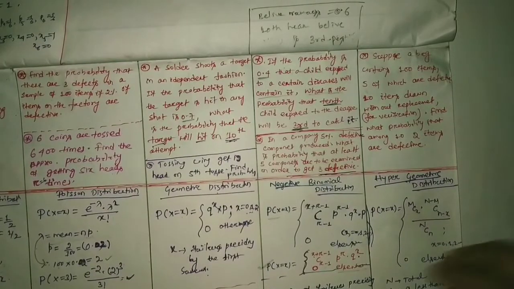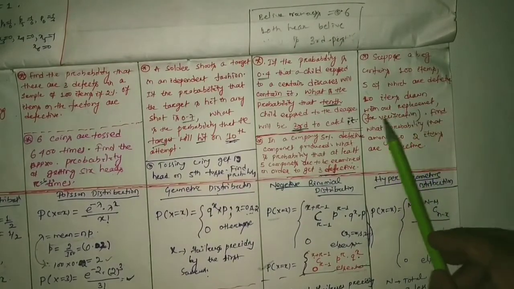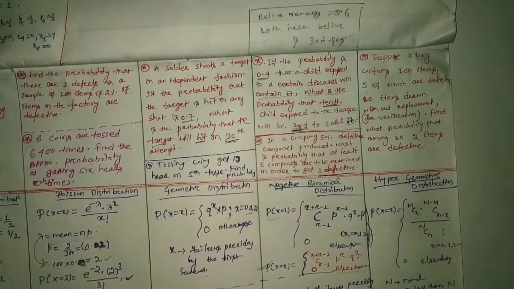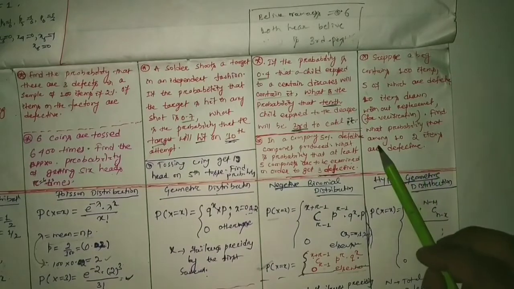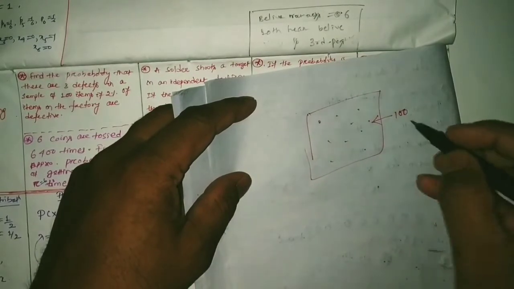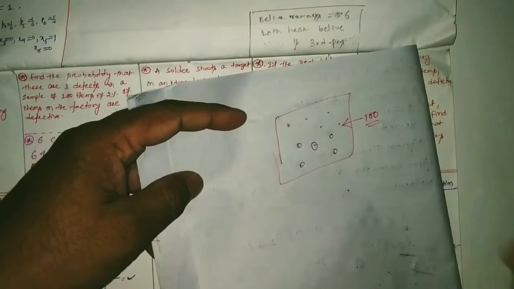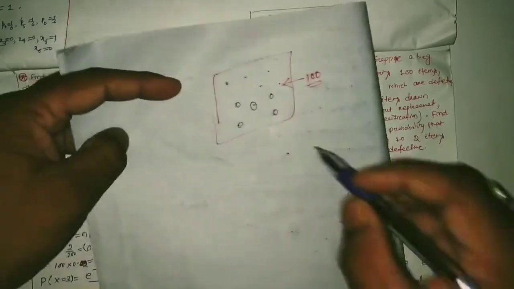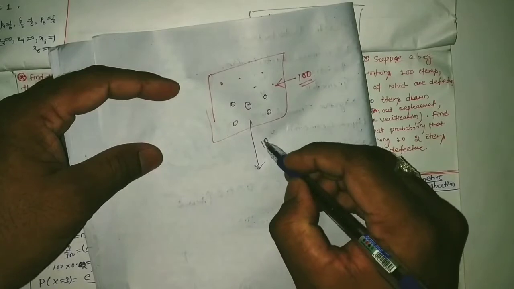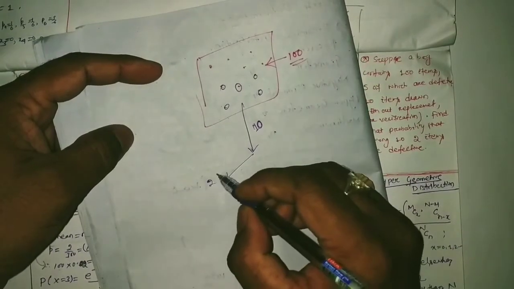Suppose a bag contains 100 items, 5 of which are defective. 10 items are drawn without replacement for verification. Find the probability that among the 10, 2 items are defective. Okay, the question is like this. In a bag, 100 items are there, 5 of which are defective. 10 items are drawn without replacement. How many are selected? 10 numbers have been selected. Among the 10, 2 items are defective.